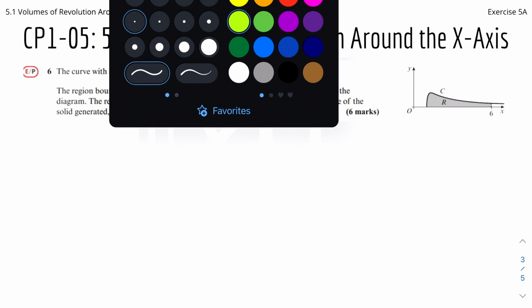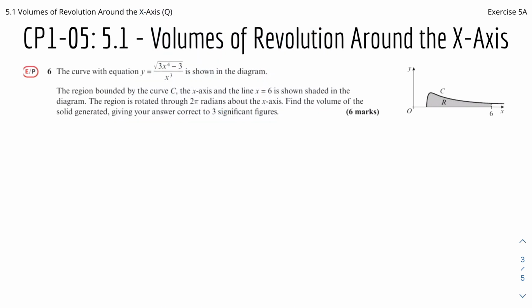In question 2, the curve with equation y equals root of 3x to the power 4 minus 3, over x cubed, is shown in the diagram on the right, like so. The region bounded by the curve C and the x-axis and the line x equals 6 is shown shaded in the diagram, and the region is rotated 2 pi radians around the x-axis. Find the volume of the solid generated, giving your answer to 3 significant figures.